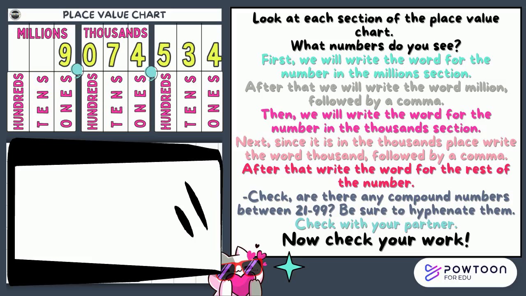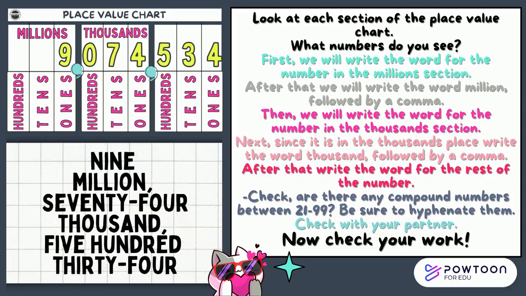Check. Are there any compound numbers between 21 and 99? Be sure to hyphenate them. Now, check with your partner, and in a minute, we will check your work. Make sure to pause the video. Look to the left. Check your work.